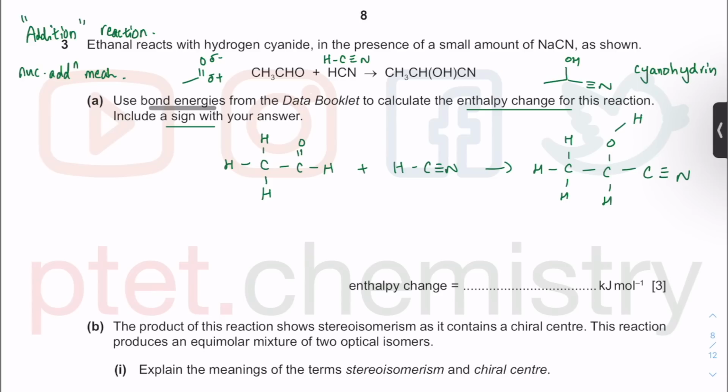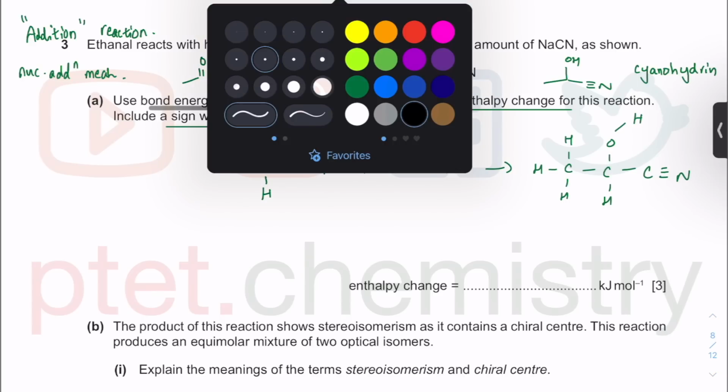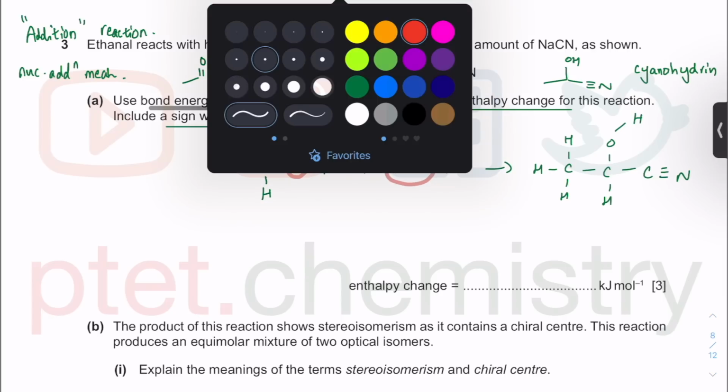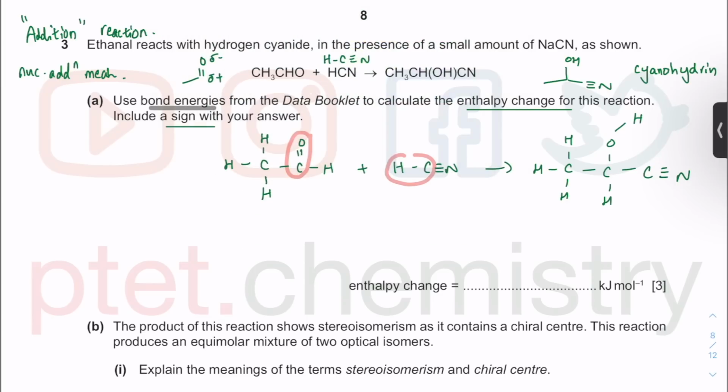So going from left to right, you can hopefully see, what do we have? We are breaking the C=O double bond, and then we are forming a C-O single bond. Perhaps I should use a different color. And we are breaking this H-C bond. So I'm going to use a blue color to represent the bonds we are forming. We are forming that. And what else are we forming? We are forming the C-C covalent bond.